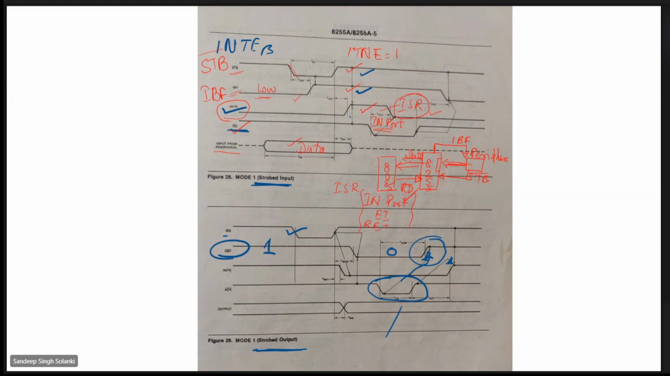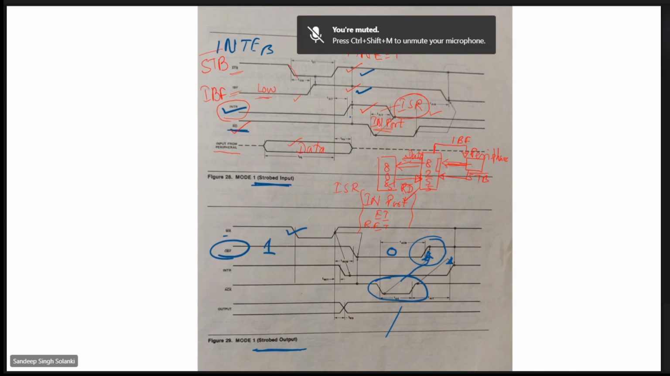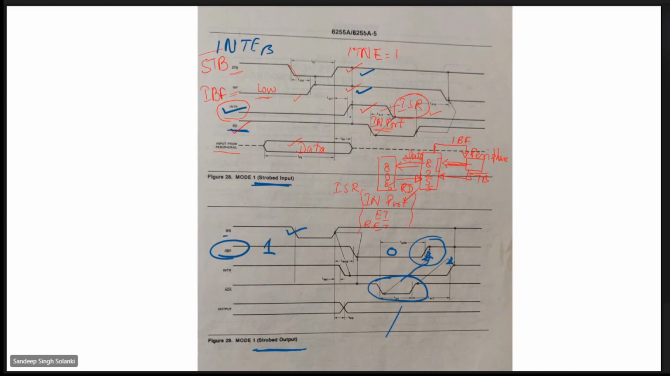Any confusion, any doubt here? Also, I'll tell you that once you are in the ISR, the interrupt gets the acknowledge automatically. Once it gets the acknowledge automatically, INTR will go low.